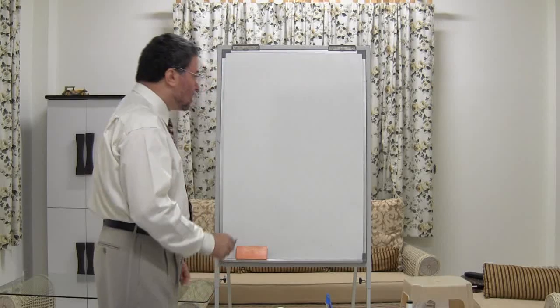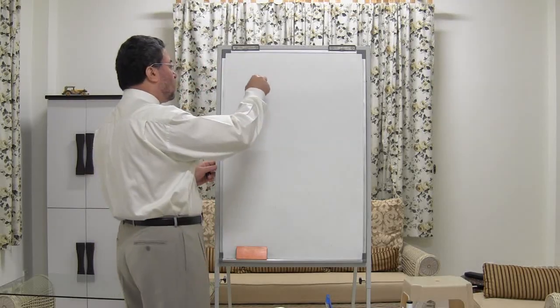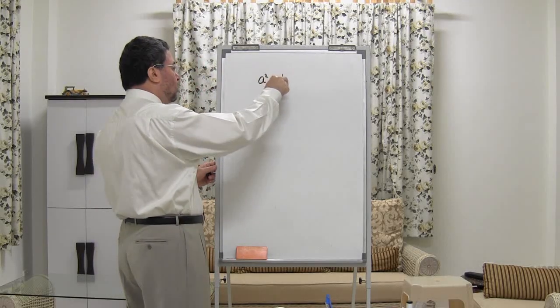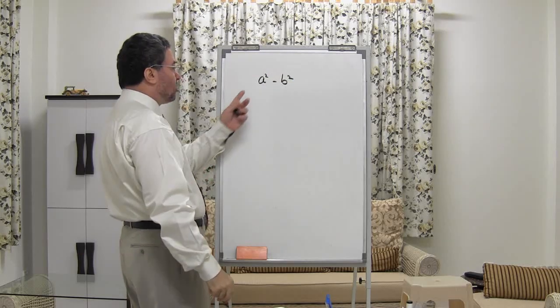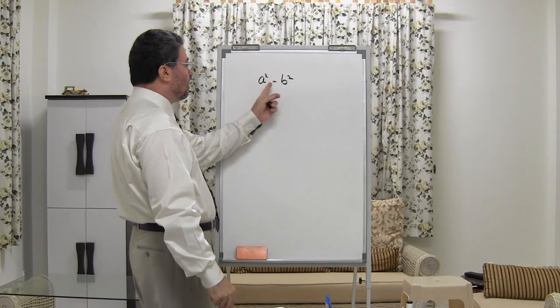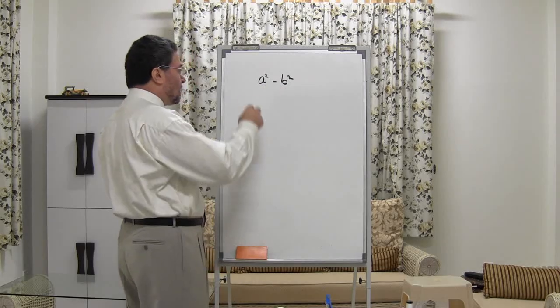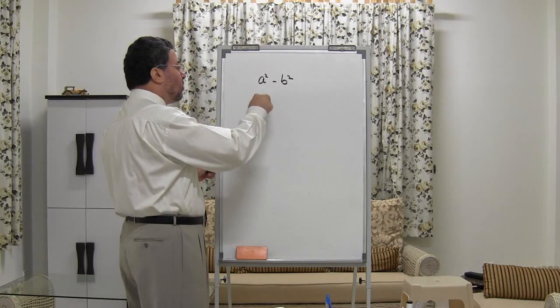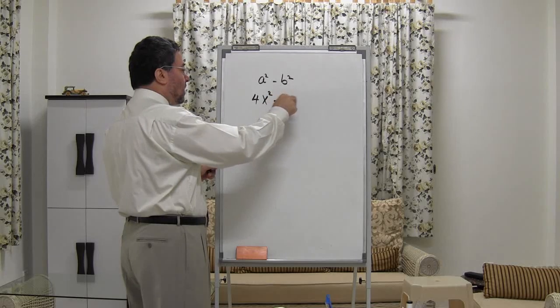The first special case is the difference of two squares, and the general formula is a squared minus b squared. Here we have two numbers: a square minus another square. An example of this is 4x squared minus 49.